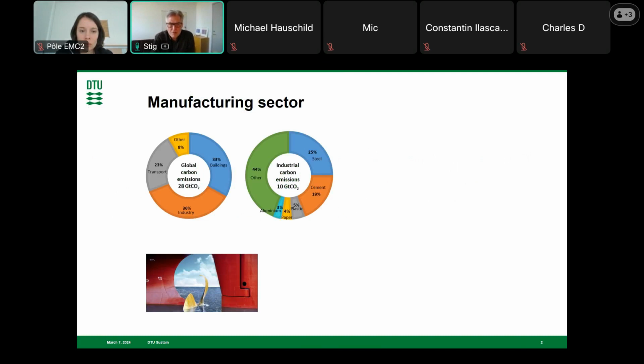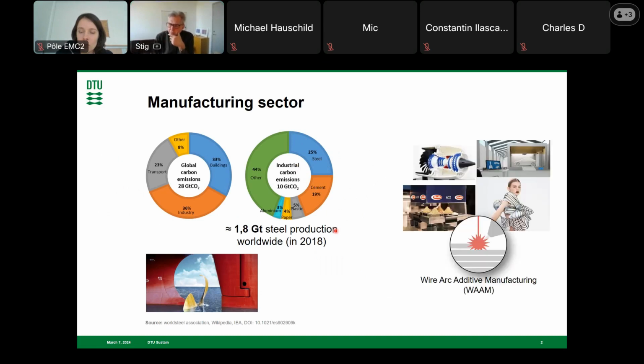And just to put it into context, we have a manufacturing sector with a huge carbon footprint, and steel is very much part of that. About 25% of the industrial carbon emissions are related to steel production. And what can WAAM, or wire arc additive manufacturing, contribute here?